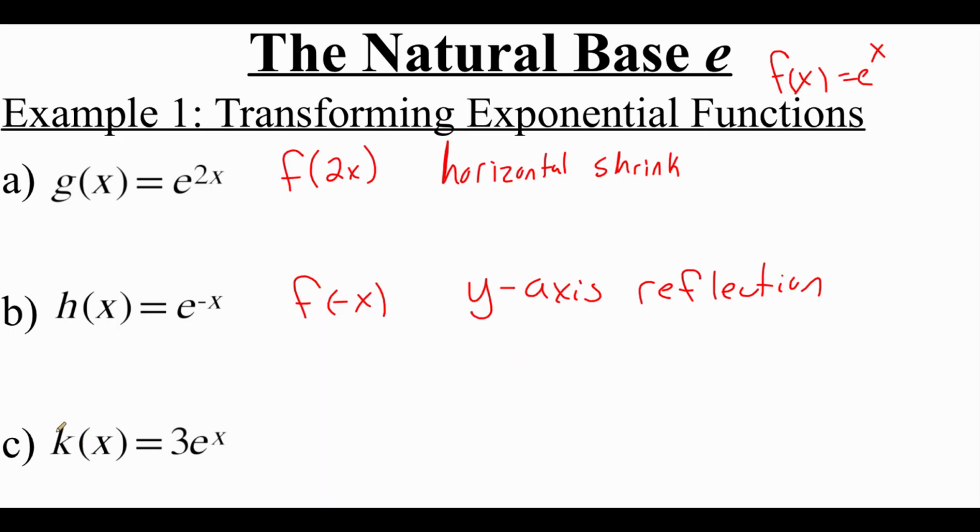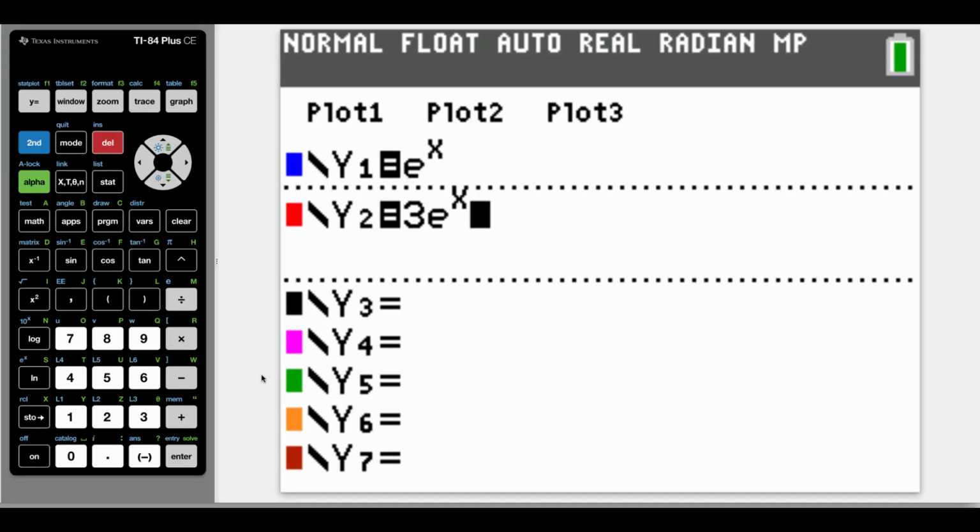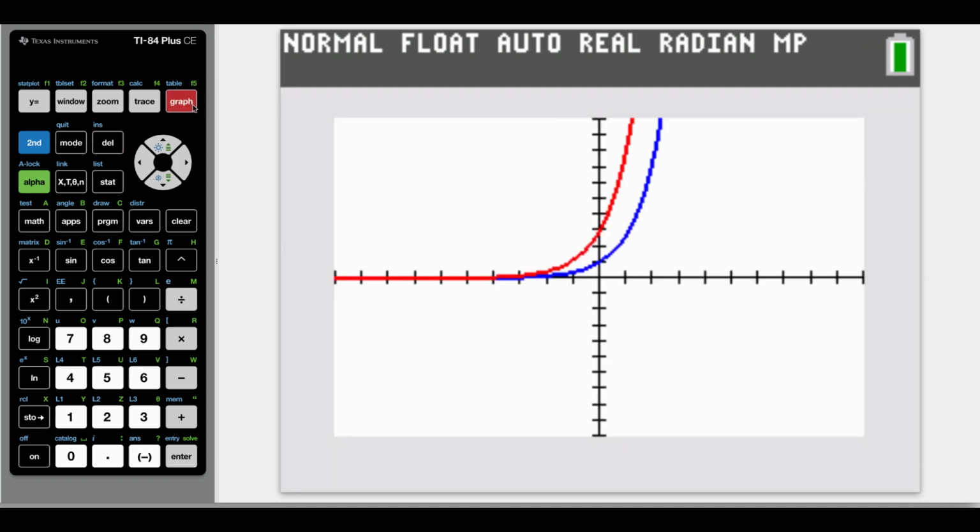And then for our last one, letter c here, we've got k of x equals 3 times e to the x. So we can think about this as 3 times our original f of x function. So this is going to be a vertical stretch by a factor of 3. And one more time I'll graph this out on my calculator just to confirm the behavior. So in my calculator I've got the y equals e to the x and y equals 3 e to the x. When I hit graph, I can see that my red graph is getting taller faster, so it's a vertical stretch by that factor of 3.